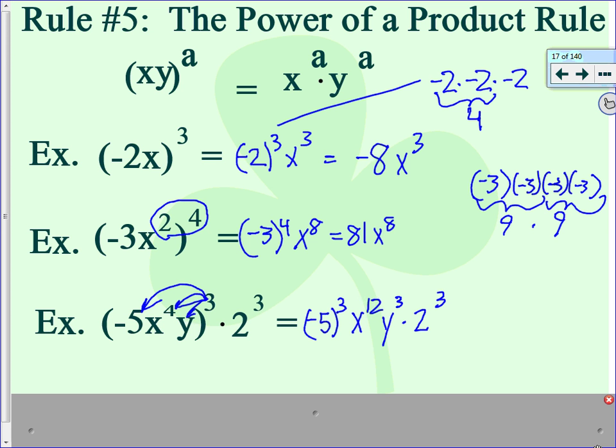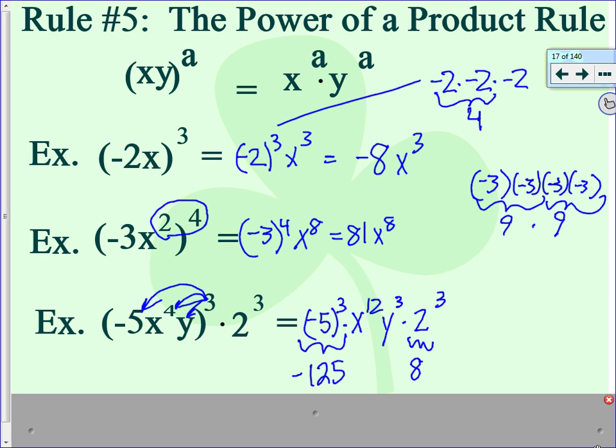So according to the order of operations, what is being done between all these factors? The negative 5 cubed, the x to the 12th, the y to the third, and the 2 to the third. What's being done between those? They're being multiplied. Good. Times just fine. Right. So what is negative 5 cubed? Yeah, so that's negative 125. What is 2 cubed? I think you're doing 3 squared. 8. Okay. So you would really need to calculate those before you're able to multiply them.